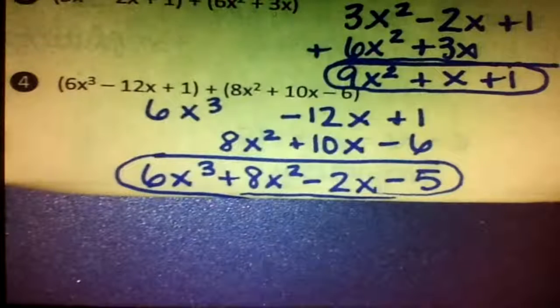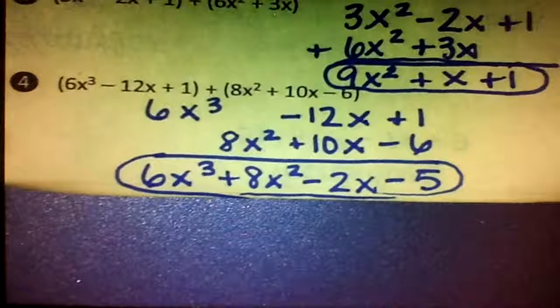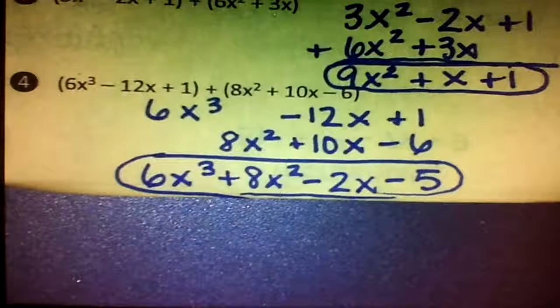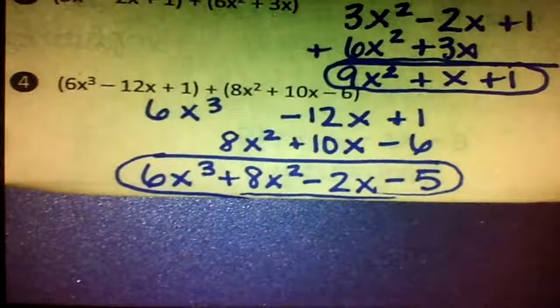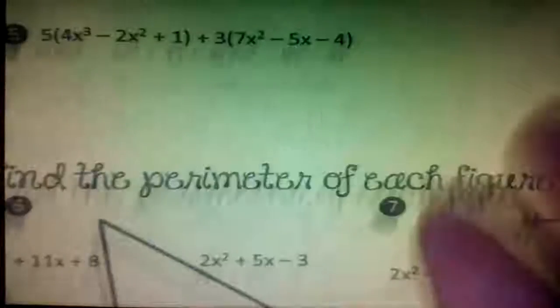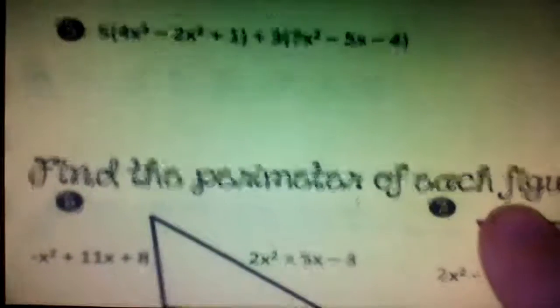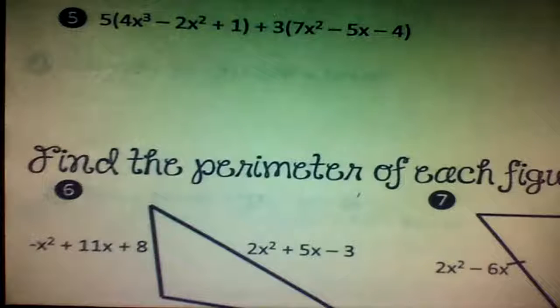Okay, number 5 is extra special. This involves the distributive property. We have to distribute before we can add. So I need to distribute this 5 through before I do anything.